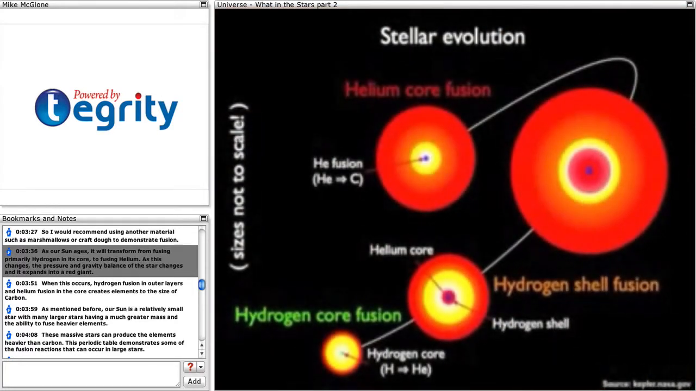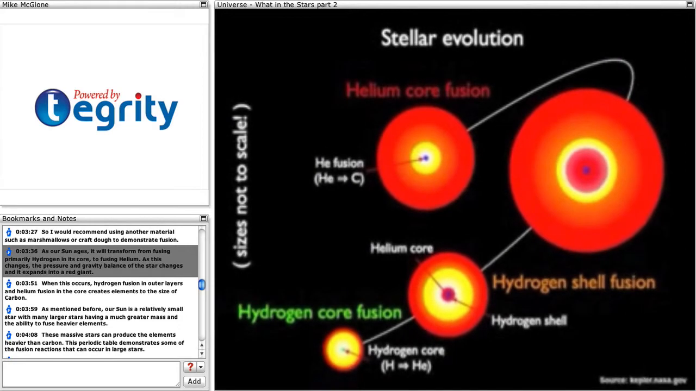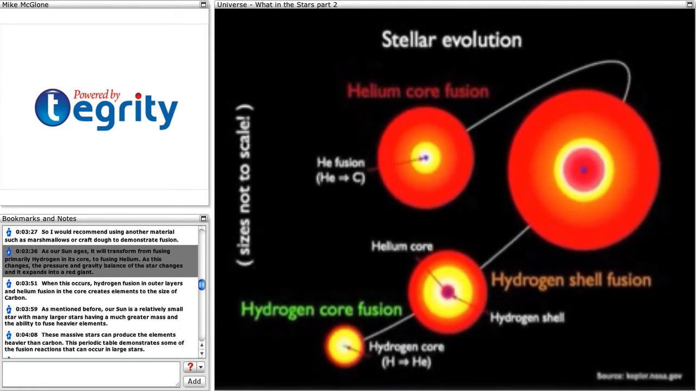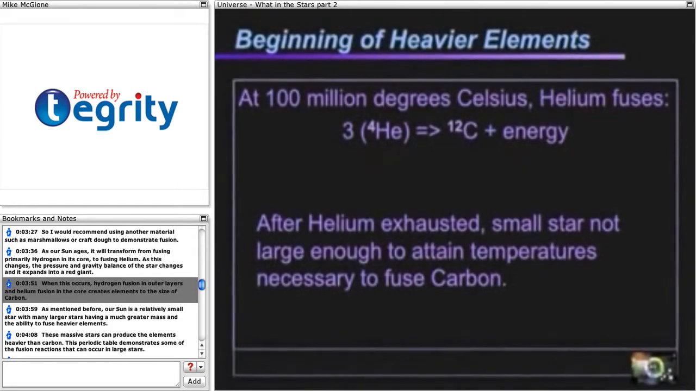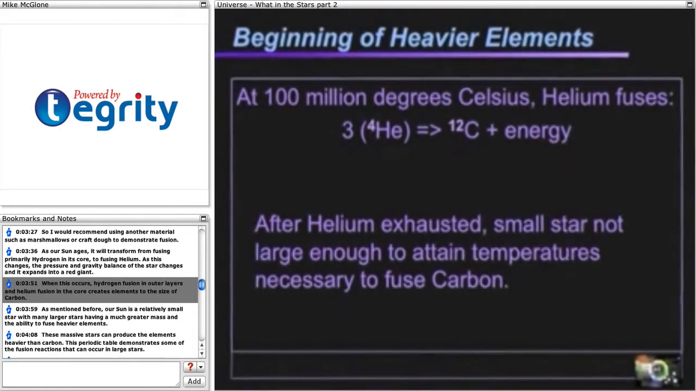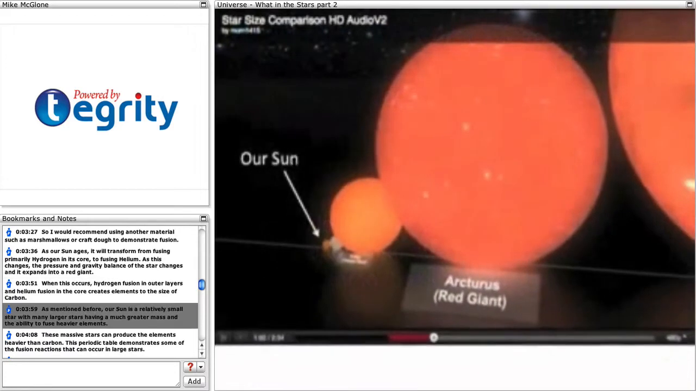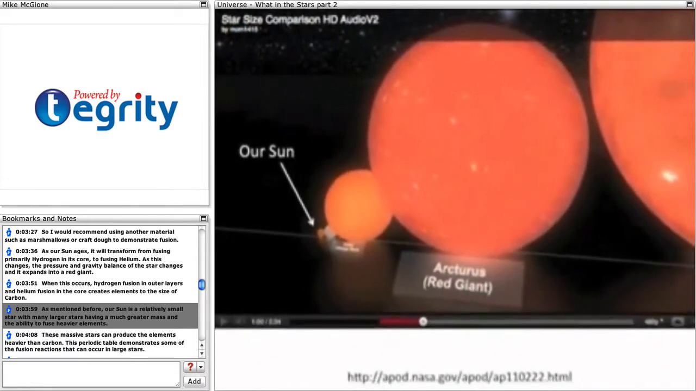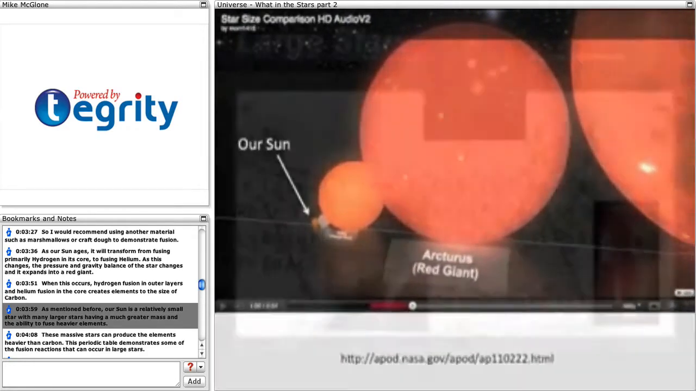As our Sun ages, it will transform from fusing primarily hydrogen in its core to fusing helium. As this changes, the pressure and gravity balance of the star changes and it expands into a red giant. When this occurs, hydrogen fusion in outer layers and helium fusion in the core creates elements up to the size of carbon. As mentioned before, our Sun is a relatively small star, with many larger stars having a much greater mass and the ability to fuse heavier elements.